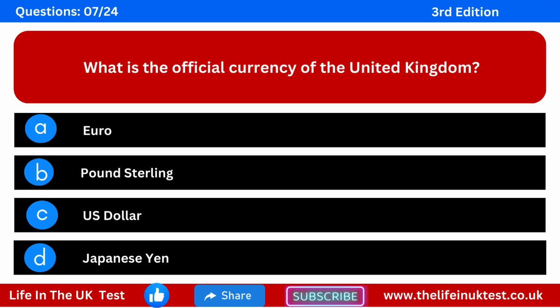Question 7. What is the official currency of the United Kingdom? Option A, Euro. Option B, Pound Sterling. Option C, US dollar. Option D, Japanese yen.